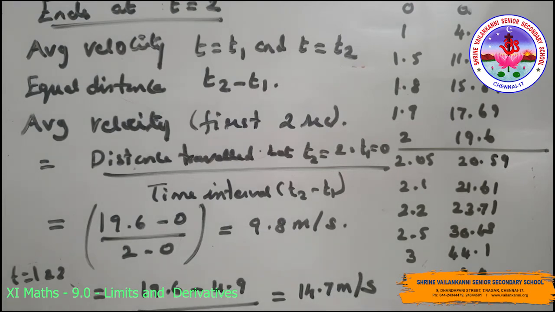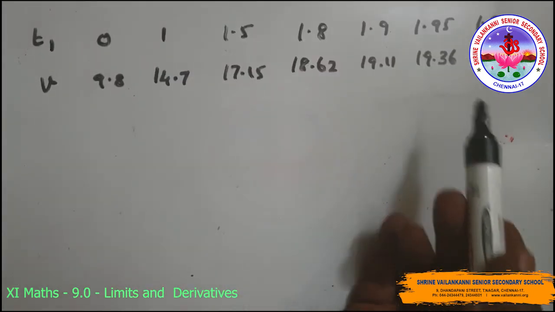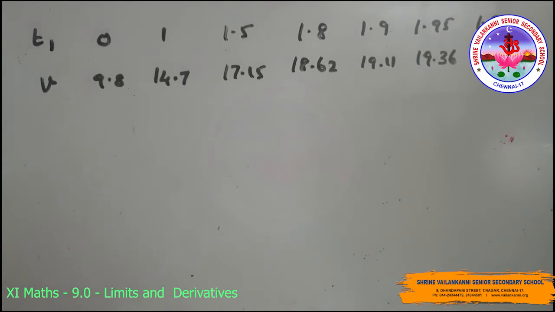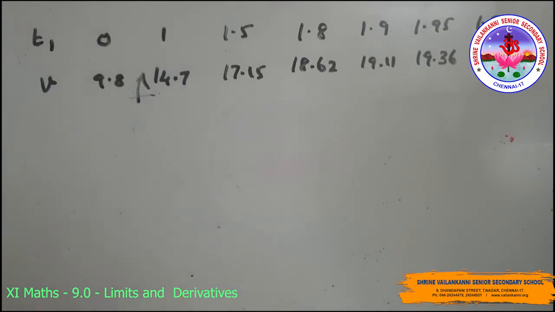We compute the average velocity between t equal to t1 and t equal to 2 for various t1. So this gives the average velocity between t equal to t1 and t equal to 2 seconds. From this table, we observe that the average velocity is gradually increasing. As we make the time intervals ending at t equal to 2 smaller, we get a better idea of the velocity at t equal to 2 seconds.